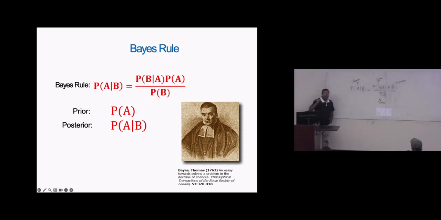Now let me replace A and B with something that we use for machine learning, okay? So let's say A is a random variable that represents our class. The hypotheses are basically different classes. And B is essentially our data.